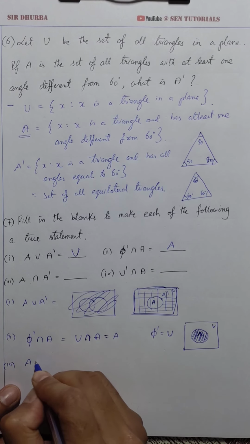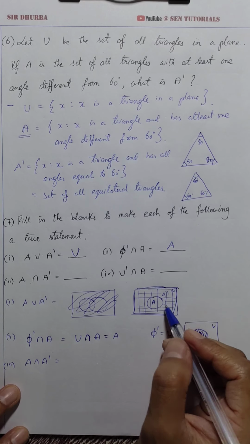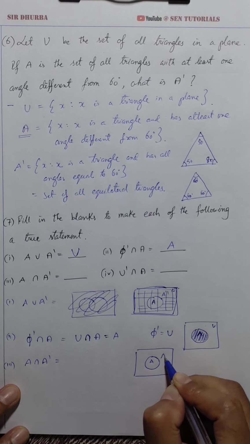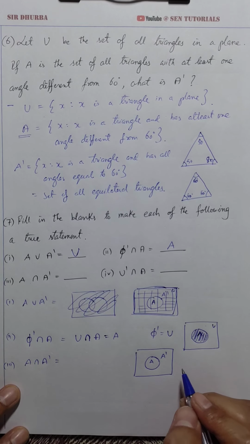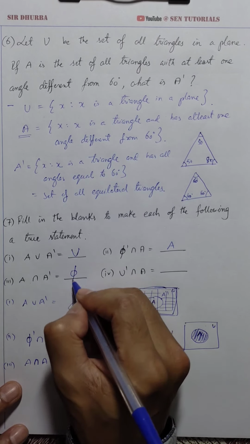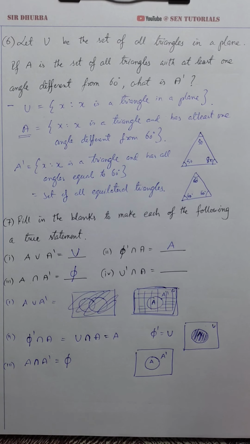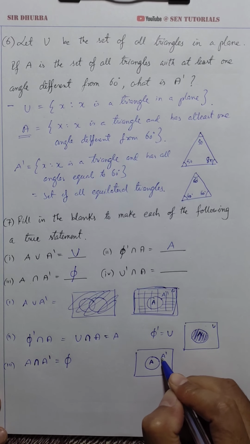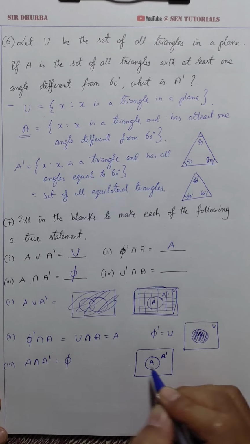Third one, A intersection A complement. Just now we have seen. This is the set A. This is the complement of the set A. This is intersection. So what do they have in common? They are not supposed to have anything in common. So that's going to be a null set. All right. Is that clear? A intersection A complement: common, nothing.